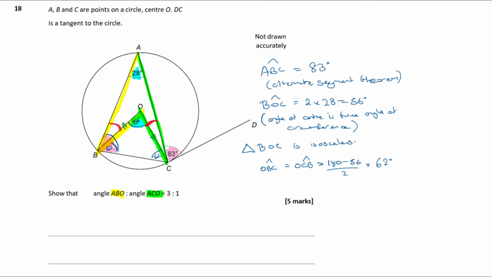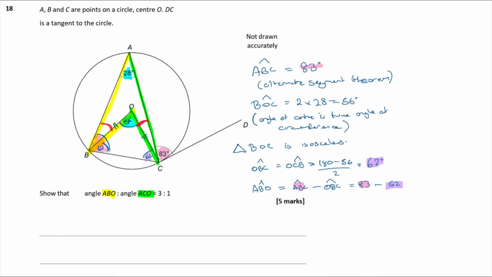Okay, so feeling like we can now at least find one of our angles. We can find ABO, can't we? Because I know that ABC is 83, and I know that OBC is 62. So if I take one away from the other, it's going to leave me with ABO. So angle ABO, which is one of the ones I wanted to find, is going to be angle ABC, which I already found, minus angle OBC, which I just found. ABC was 83 from up here, and then I take away OBC, which was 62, which we found over here. So ABO is going to be 83 minus 62. That leaves me with 21 degrees. Okay, so I know that ABO is 21 degrees.